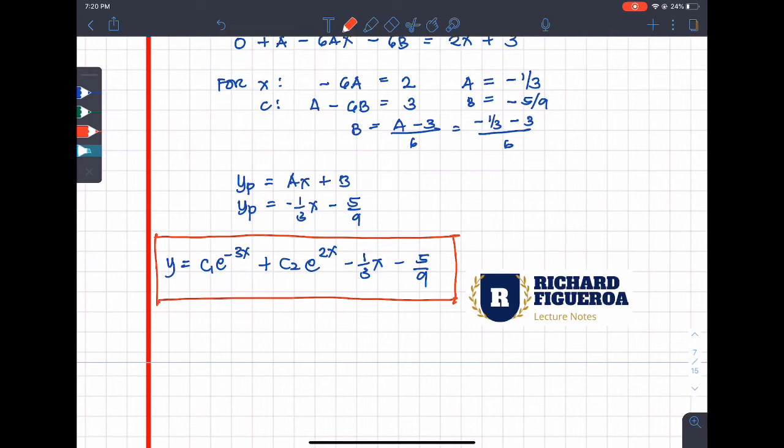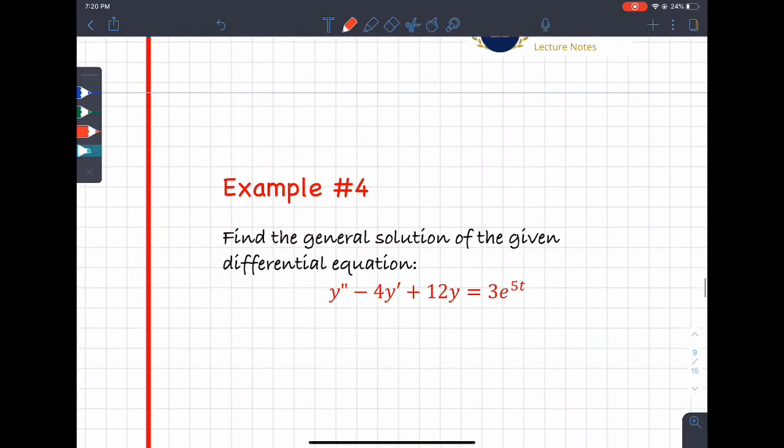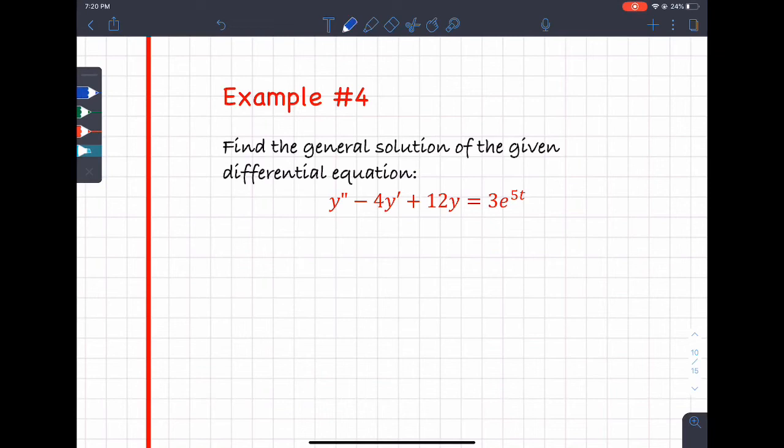So next, let's have another example. This time around, these are a bit simple as compared to the first two that we had. y double prime minus 4y prime plus 12y is equal to 3 e raised to 5t. So for the complementary solution, we have m squared minus 4m plus 12 equal to 0. Is this factorable? For 12, we have a 6 and a 2.